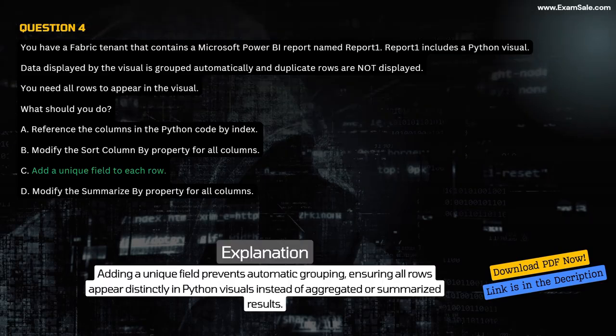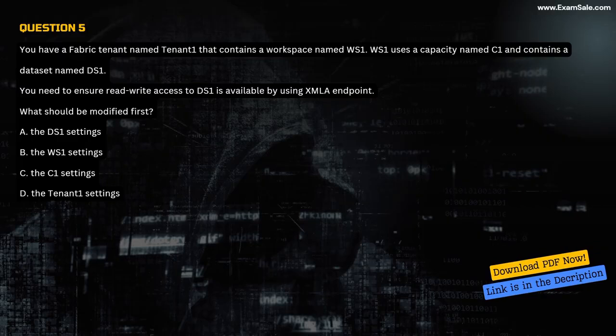Explanation: Adding a unique field prevents automatic grouping, ensuring all rows appear distinctly in Python visuals instead of aggregated or summarized results.